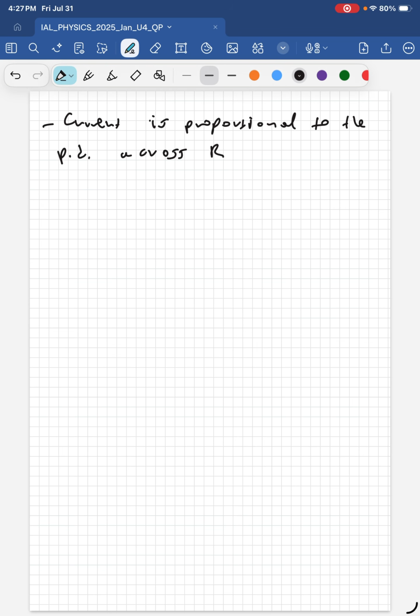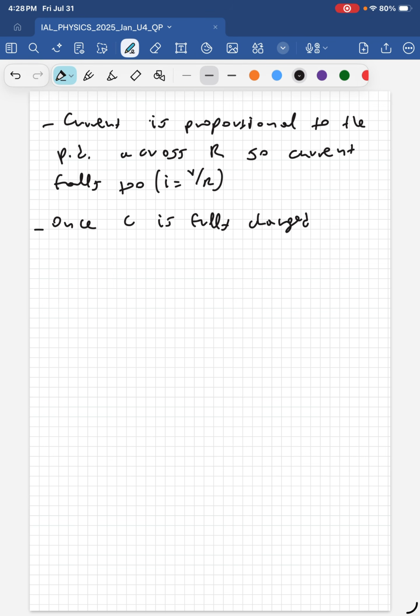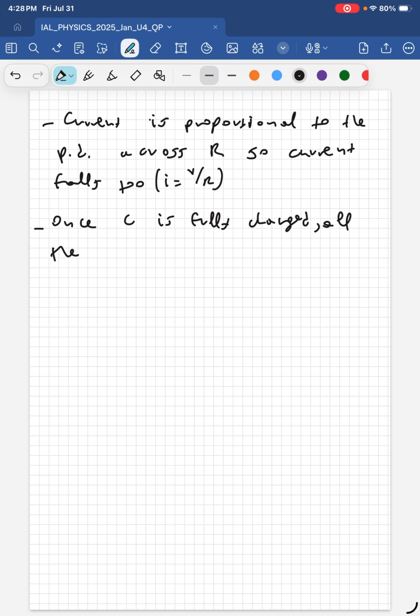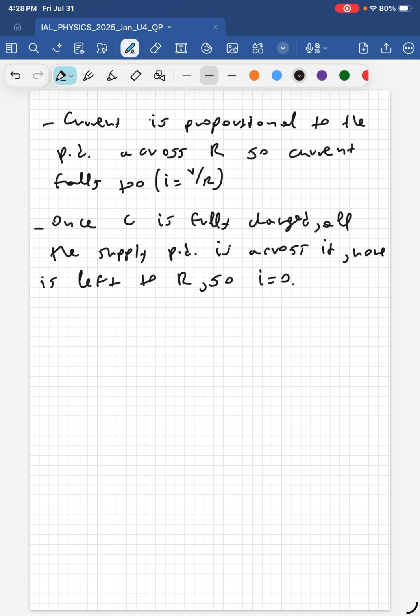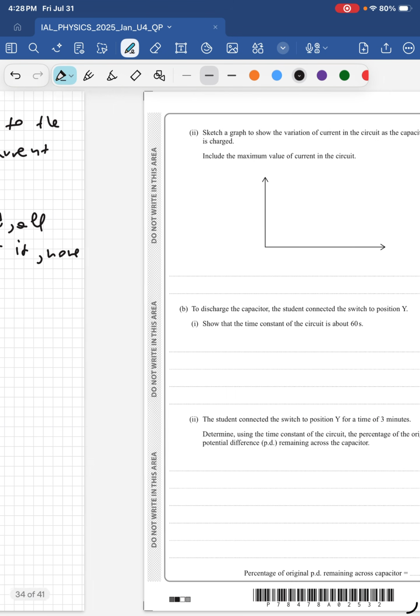Across R. So current falls too, because current is voltage over resistance, right? Once C is fully charged, all the supply PD is across it, and none is left to R, the resistor, so current is 0. Okay, another long problem. We're done with part 1.